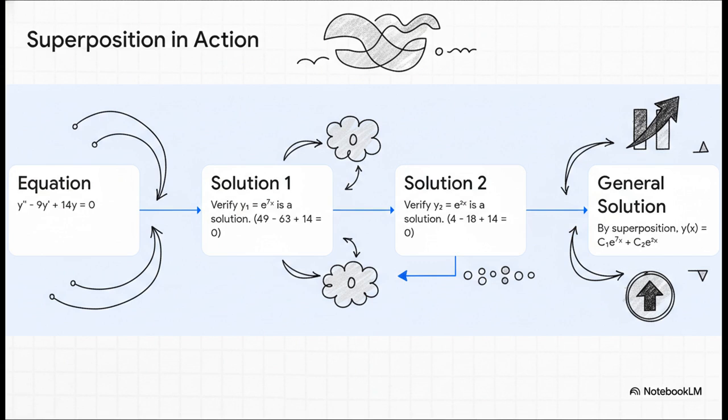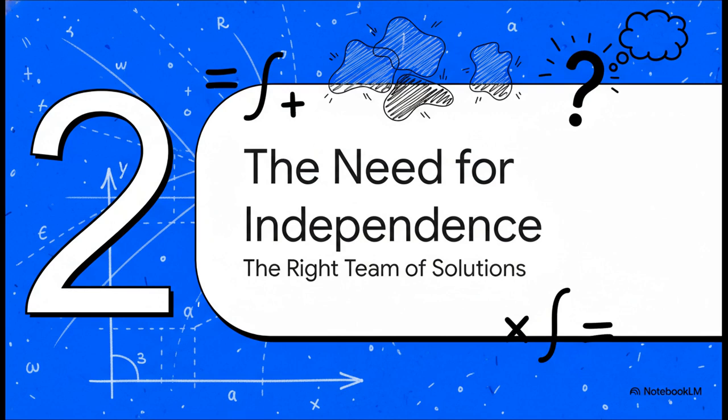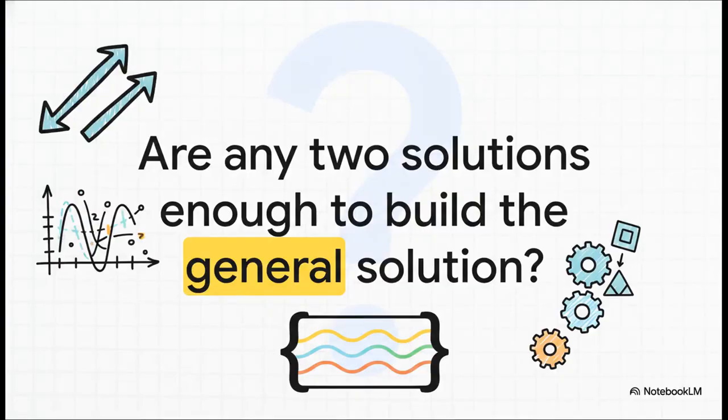Pretty cool, right? Okay, so superposition is awesome, but it does bring up a pretty important question about which solutions we should actually be using. Can we just grab any two solutions? And the answer, maybe surprisingly, is no. To build every possible answer to the equation, your solutions have to be, well, fundamentally different from each other. We call this being linearly independent.